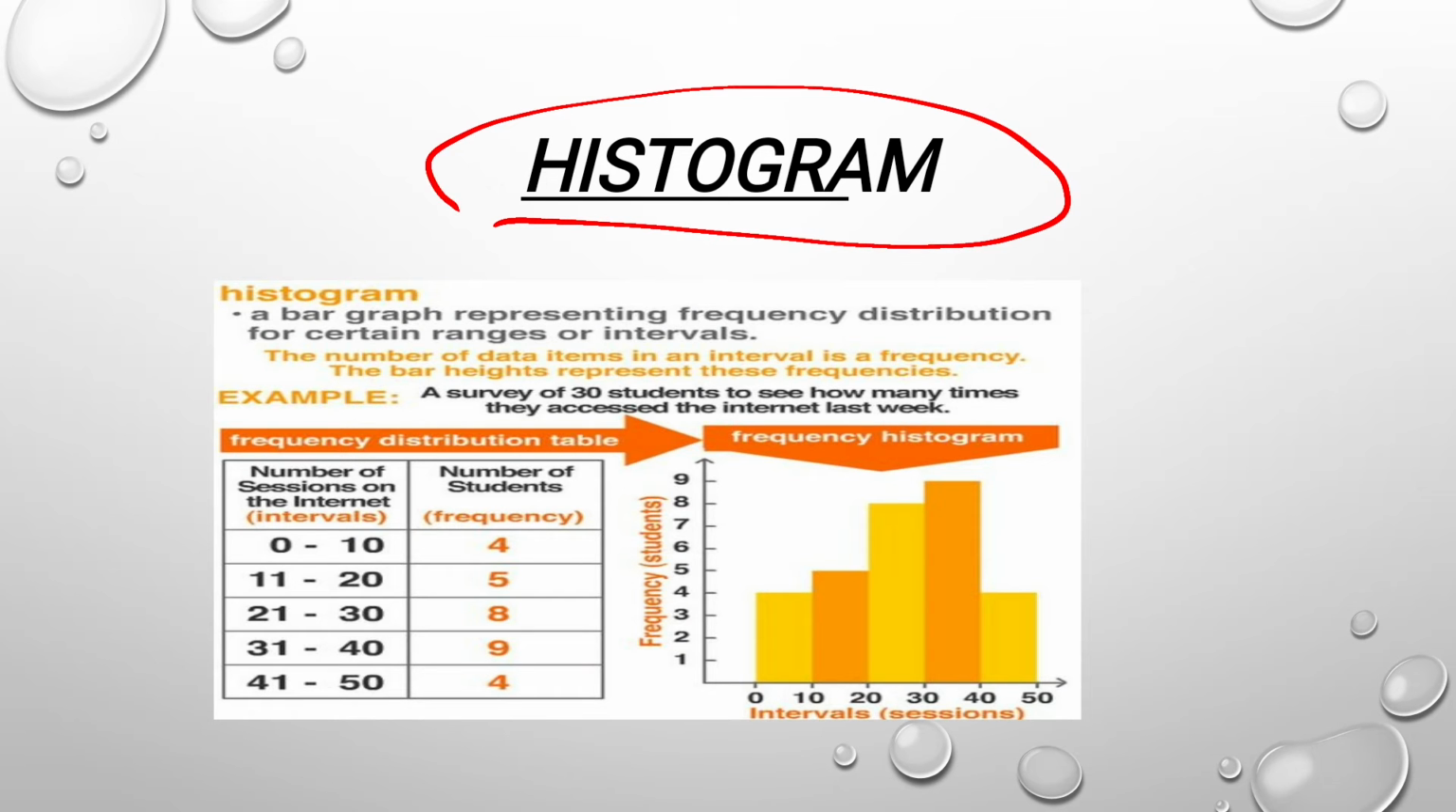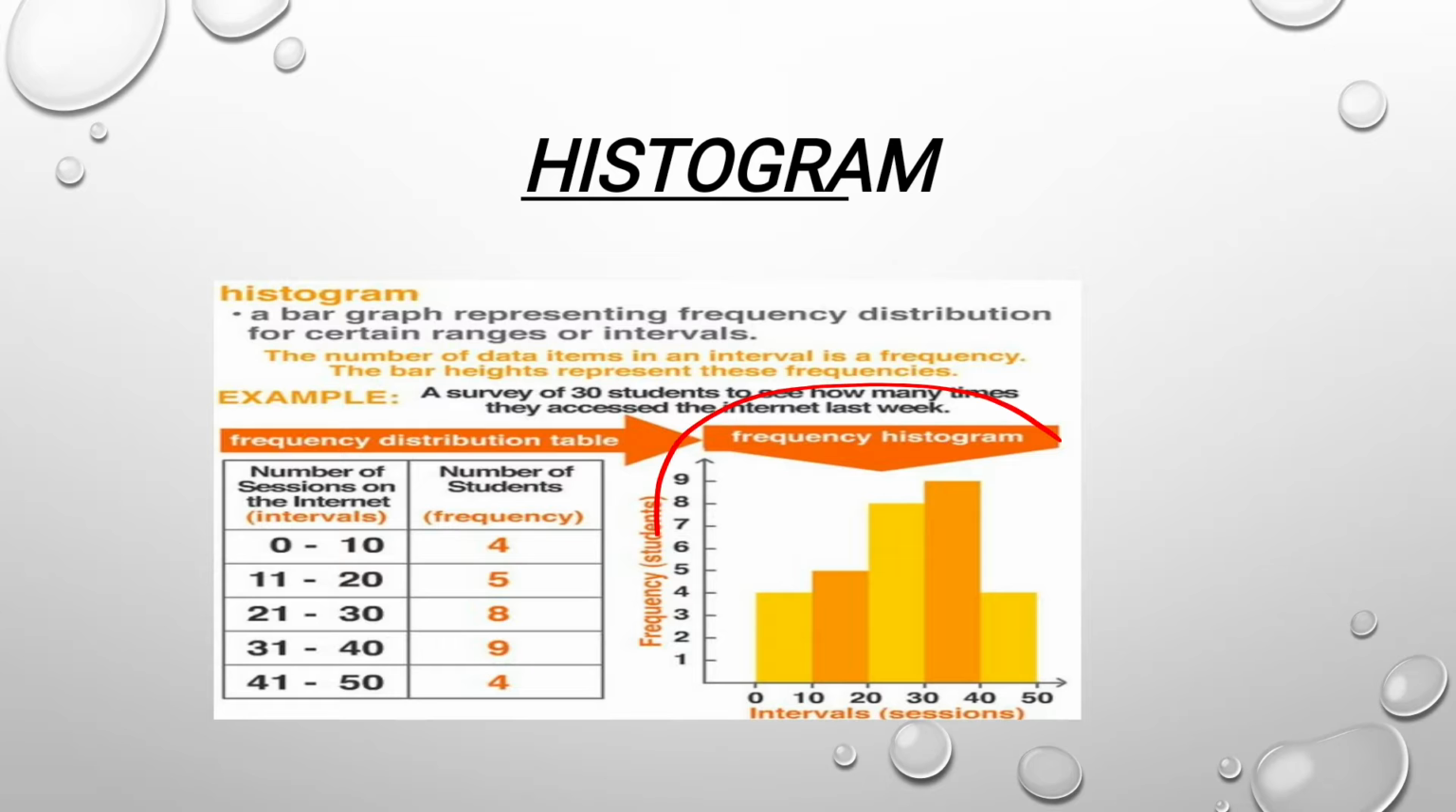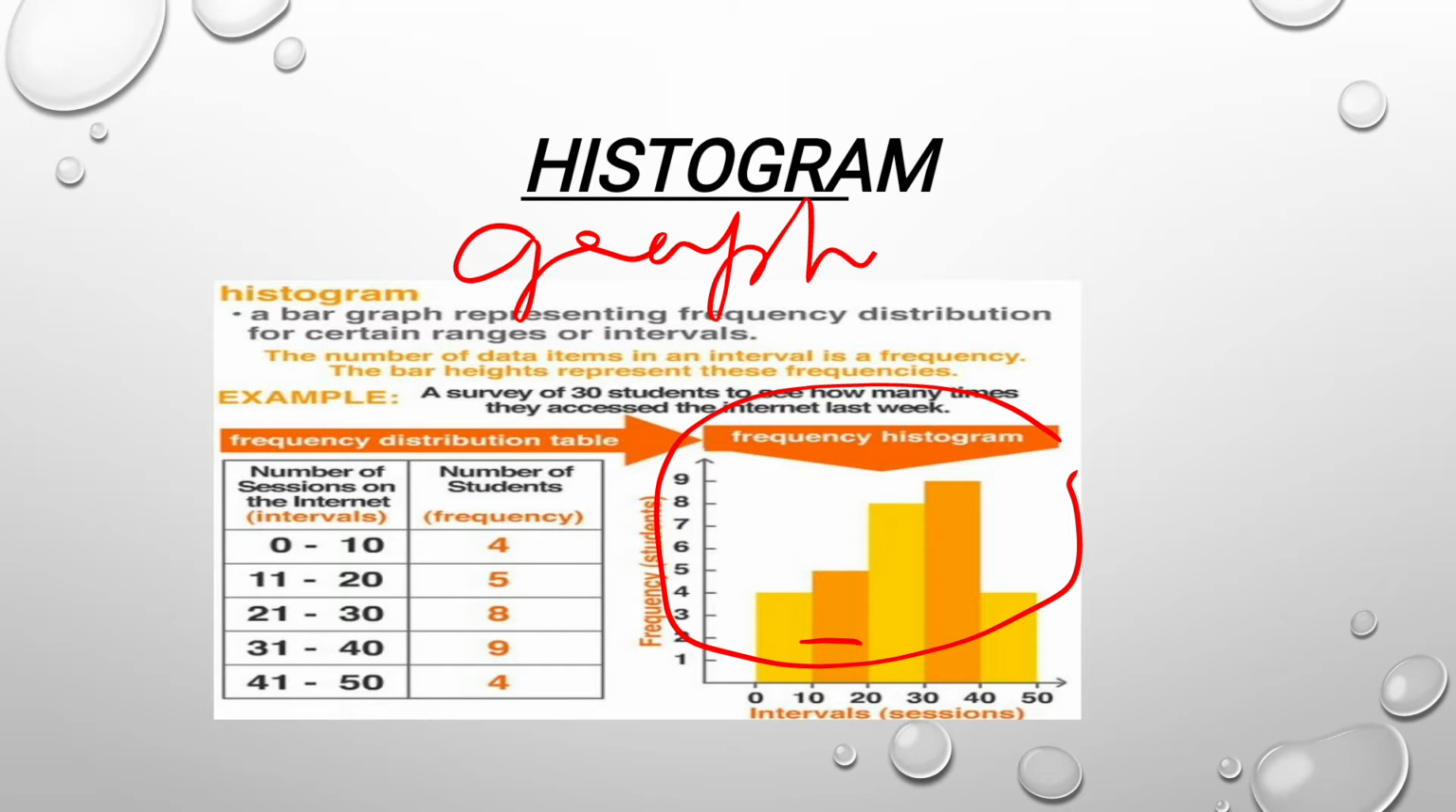So what is a histogram? A bar graph representing a frequency distribution for certain ranges or intervals. What does it mean? It looks like a bar graph, but it is not a bar graph because there is no gap between the bars. So basically we can say a histogram is a graphical representation of the frequency distribution of a continuous variable.